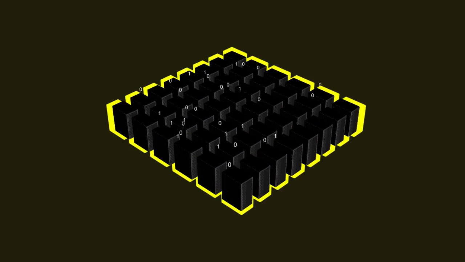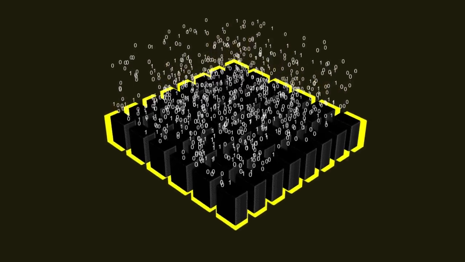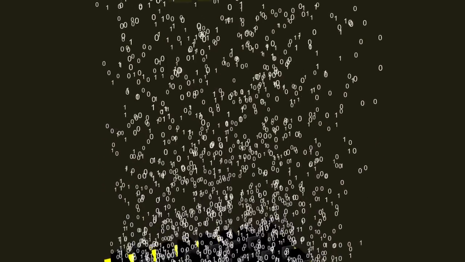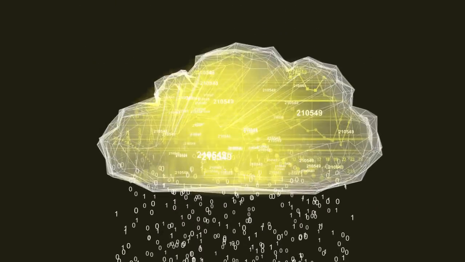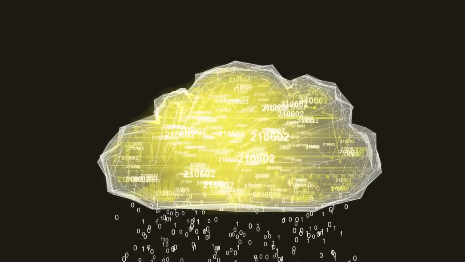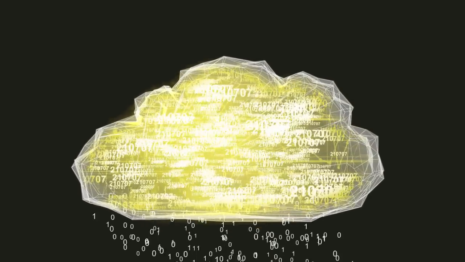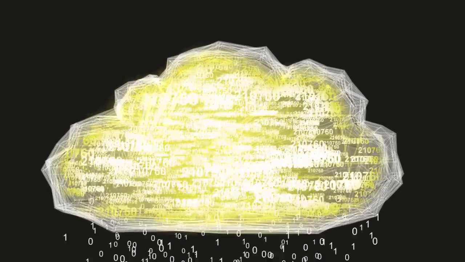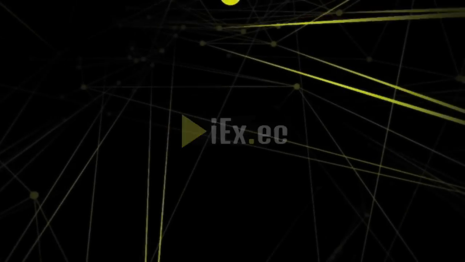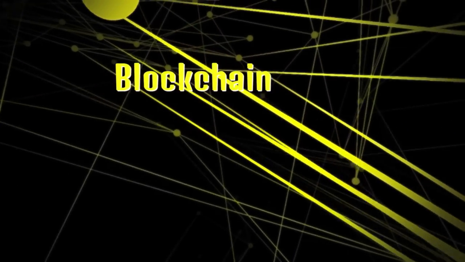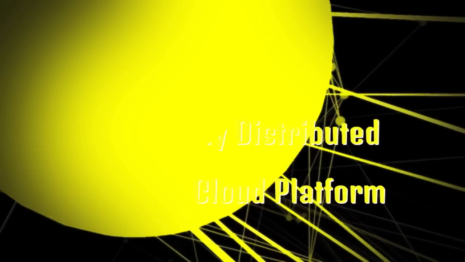Our data and communications are retained in remote mega data centers that consume gigantic amounts of energy. The cloud has made the internet too centralized, inefficient, and monopolistic. The internet was supposed to be decentralized, but cloud has distorted the idea. At iExec, we know how to decentralize the cloud. Now, we are introducing iExec, the world's first blockchain-based, fully distributed cloud platform.